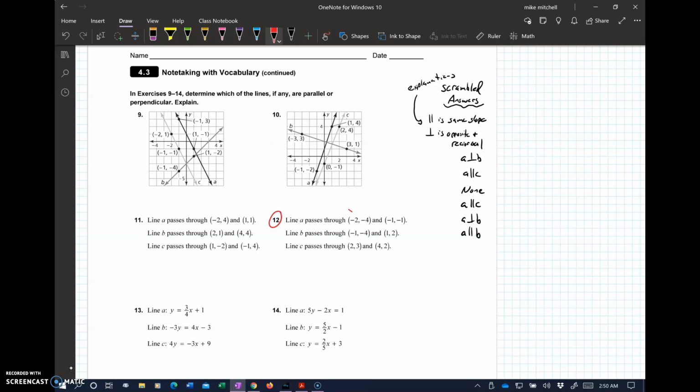I'm going to work on number 12. You can think of these as x1, y1, x2, y2. You could always graph these also and get the slopes and count them out. The slope of line A: m sub A is y2 minus y1, that's -1 minus a -4 over -1 minus a -2, plus a positive. That's going to give me 3 over 1. So the slope of line A is equal to 3.